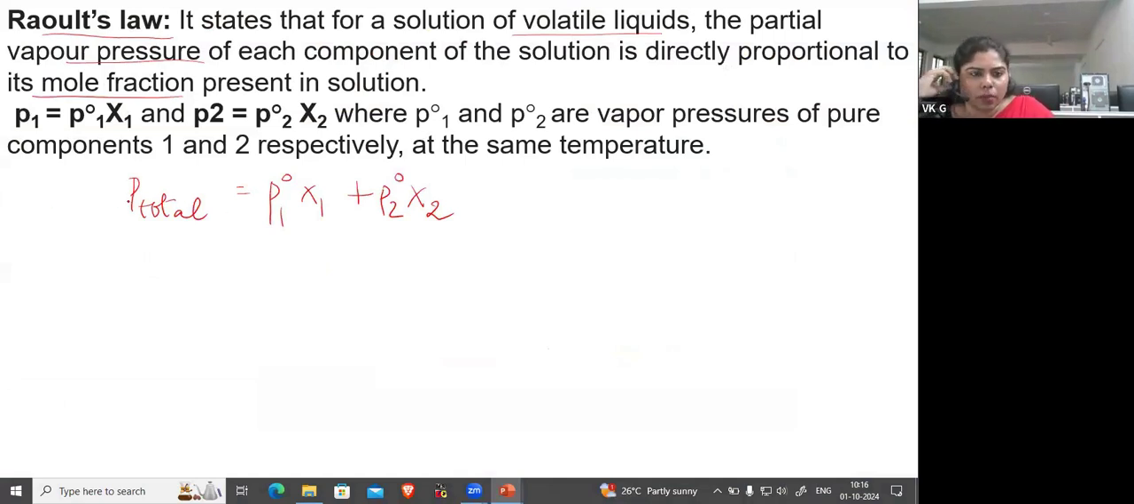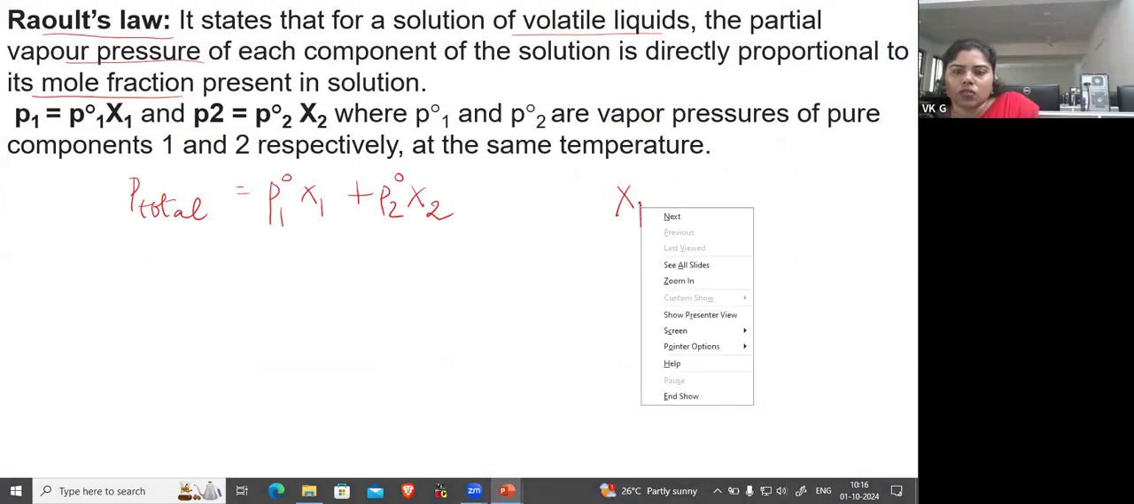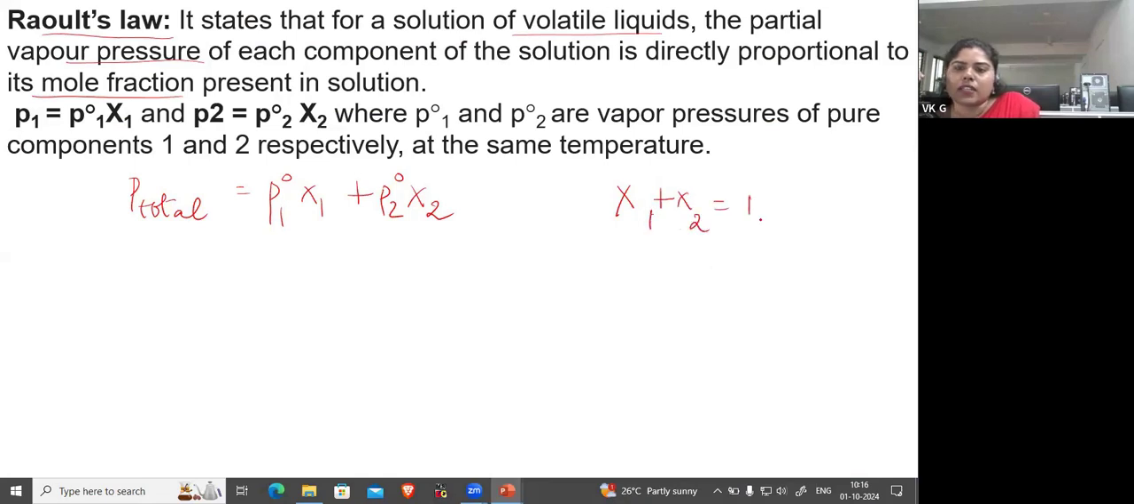Now, when you talk about P total, I also told you that x1 and x2 are mole fractions, right? So it is also known that x1 plus x2 is equal to 1. That means the mole fraction of both the components in a binary solution will always be equal to unity, that is equal to 1. Or if you want to find it in terms of x2, this will be 1 minus x1, correct? When you rearrange.